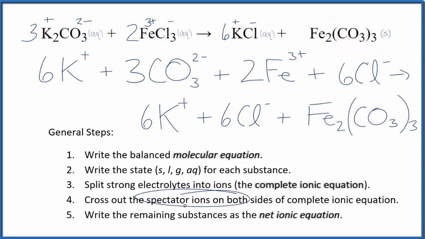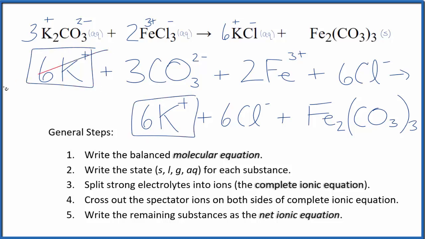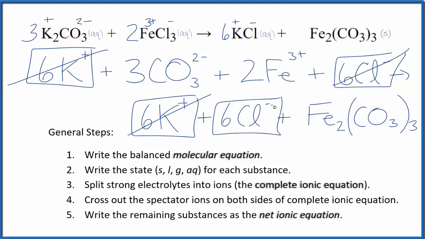Now we can cross out spectator ions. They're on both sides of that complete ionic equation. So as I look at the reactants here, and then I have the products down here, I have 6 potassium ions in the reactants and again in the products. Those are spectator ions. We'll cross those out. And then I have 6 chloride ions in the reactants and 6 in the products. Spectator ions, which we'll cross out. What's left? That's our net ionic equation for K2CO3 plus FeCl3.